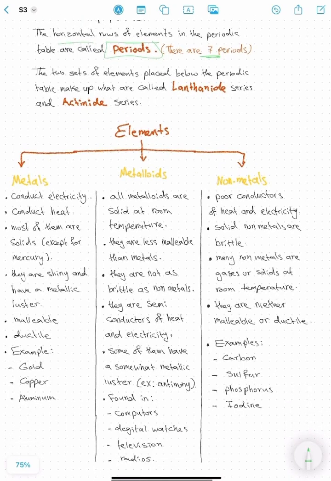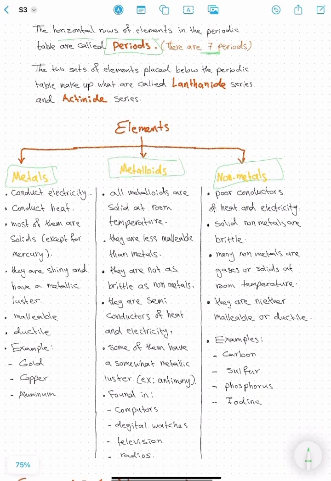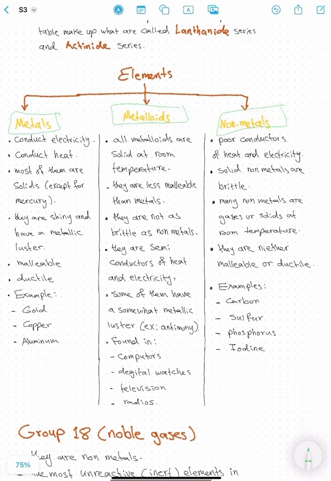We said we have metals on the left side. On the right side, we have nonmetals, and in the middle, we have metalloids. Let's talk about their properties. Metals and nonmetals, they are the exact opposite of each other. Metalloids, they're in between them, meaning they have properties of metals and nonmetals combined. Okay, let's talk about metals.